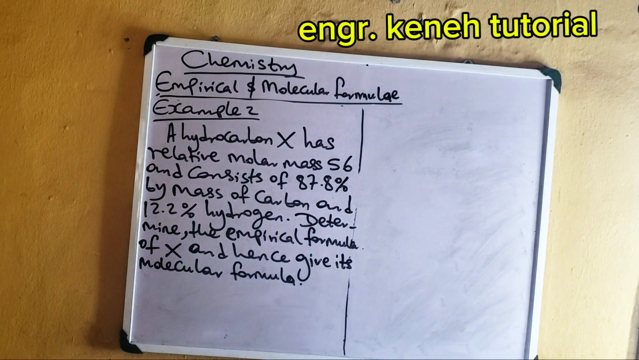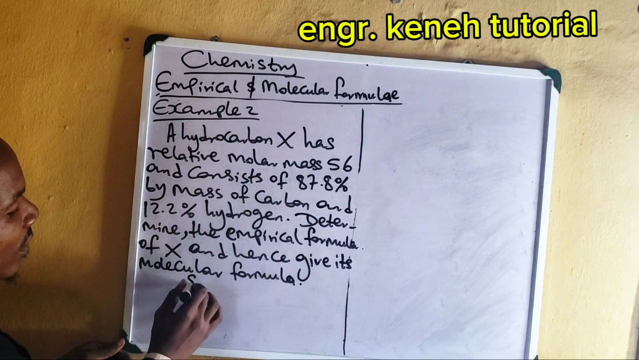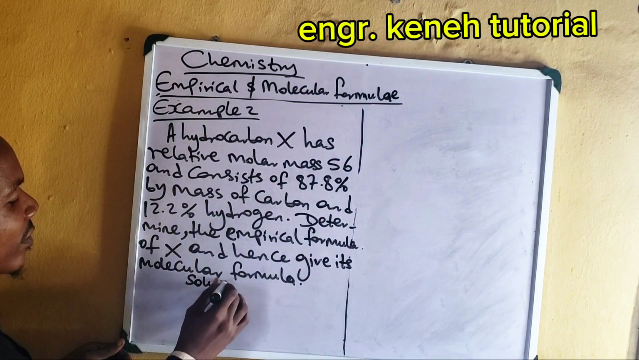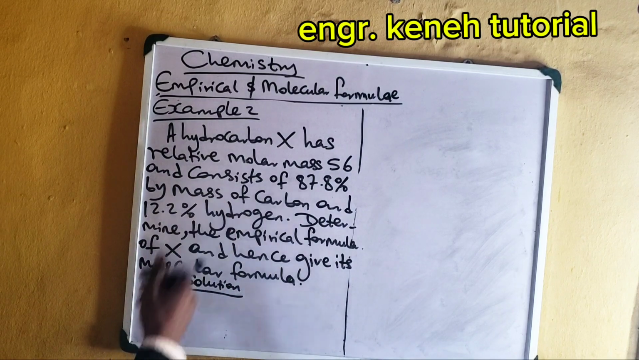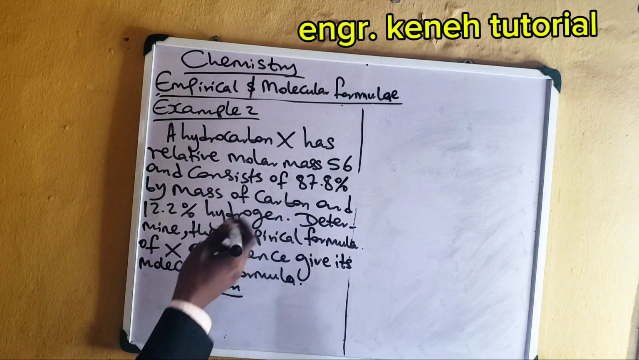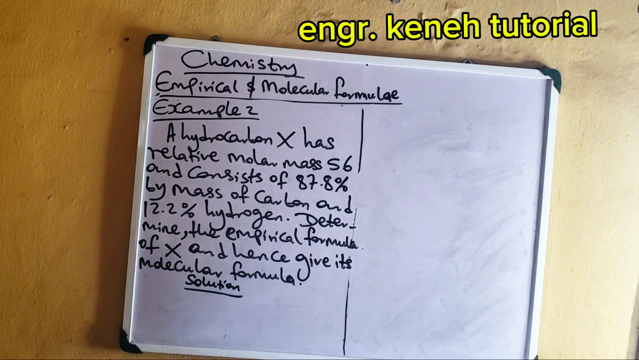All right, we have example 2. We have the solution like this. Example 2 says a hydrocarbon X has a relative molar mass of 56 and consists of 87.8% by mass of carbon and 12.2% by mass of hydrogen. Determine the empirical formula of X and hence give its molecular formula.